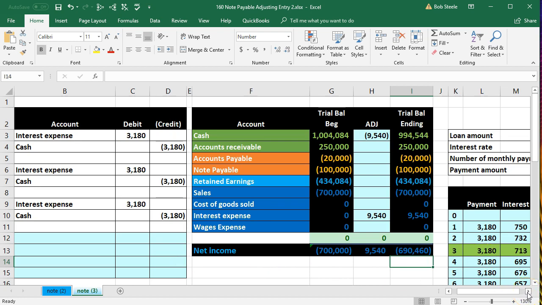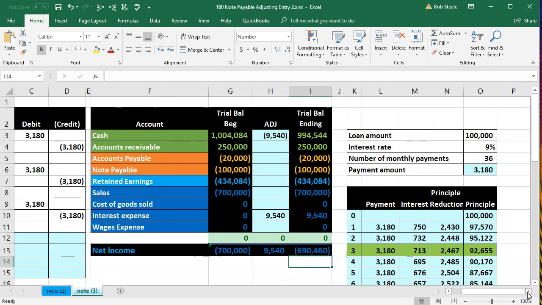What we're trying to show here is the idea that if someone didn't have the amortization table for the recording of the payments of a loan, they could have two options. For example, here's our loan. We've got the $100,000 loan. The interest rate is 9% and there's 36 payments on the loan. So our payment amount is $3,180.